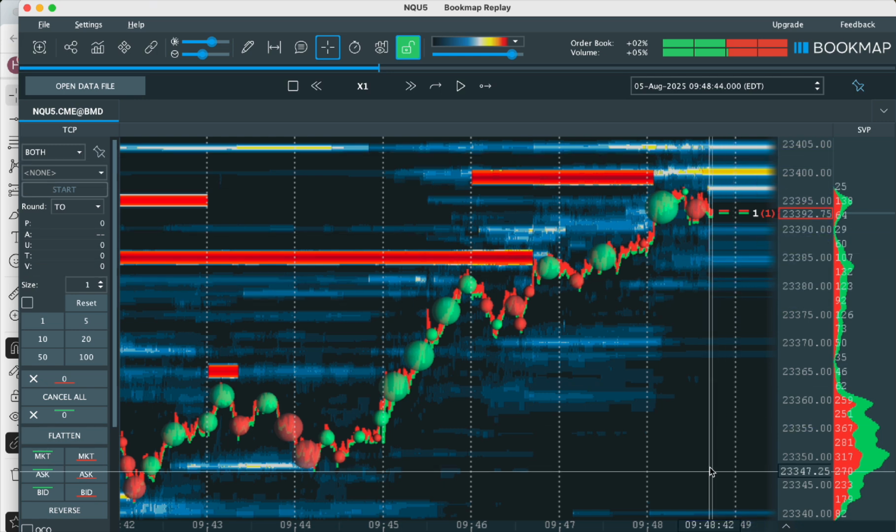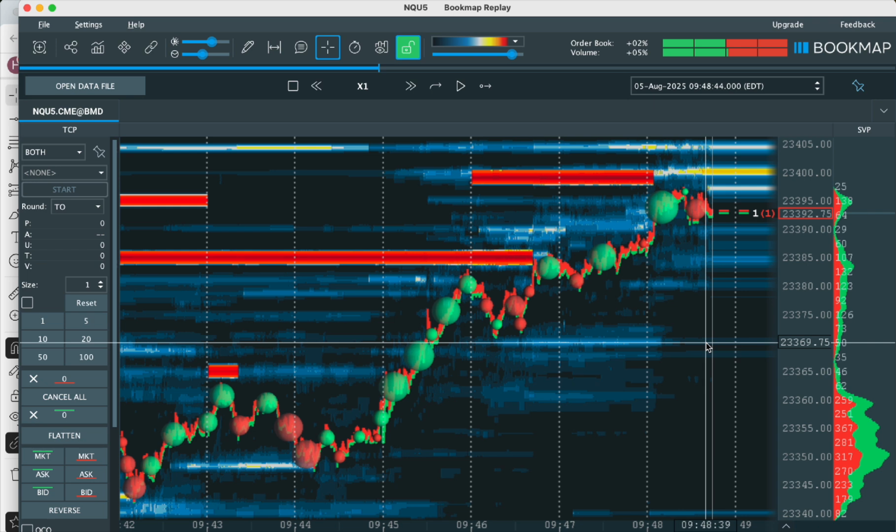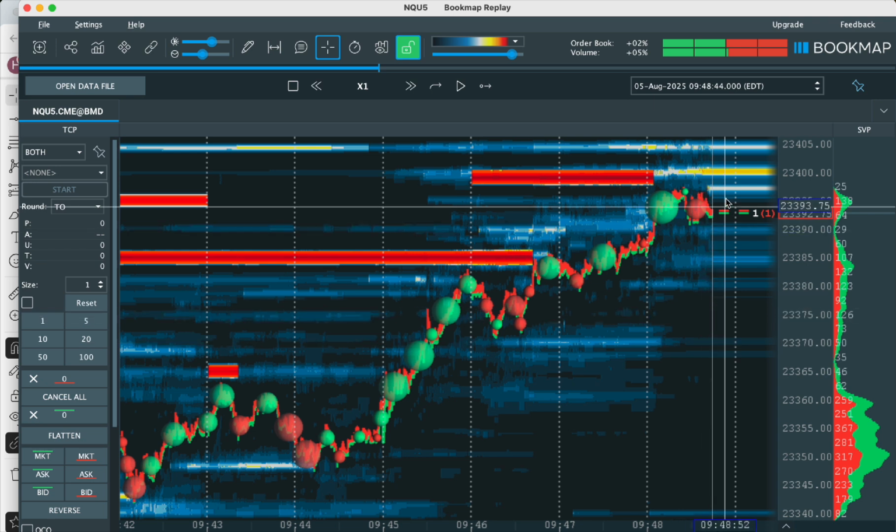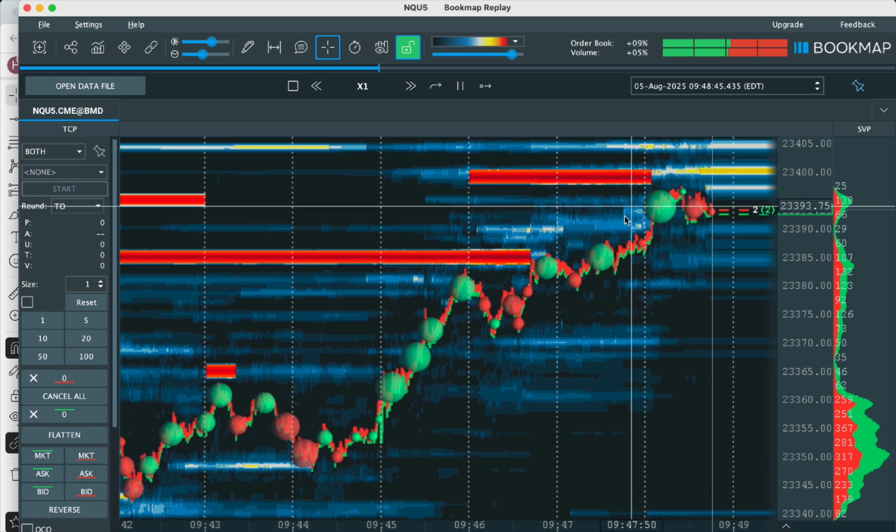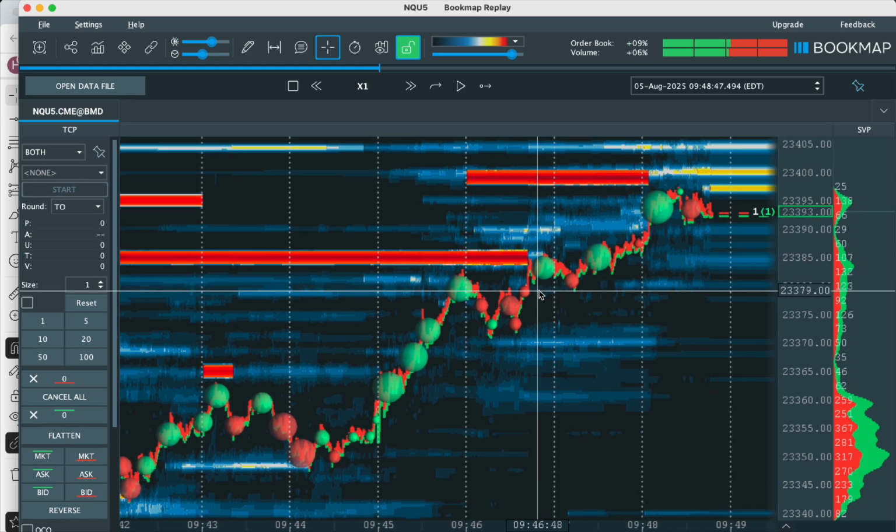However, if we see there's a bunch of liquidity up here, usually that would indicate, hey, a breakout is about to happen. But why didn't it happen at this time? Let's play. We can see for now that the market is moving up.